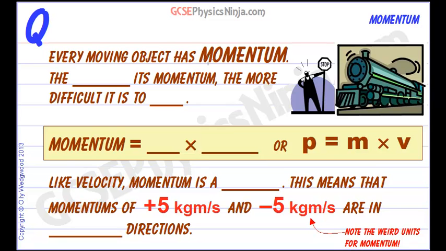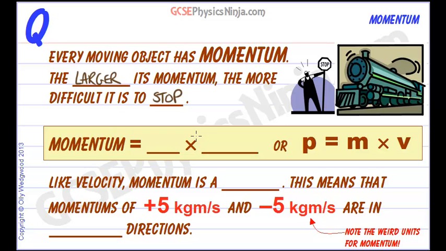Every moving object has a property called momentum. And the higher its momentum, or the larger its momentum, the more difficult it is to stop the object. So momentum is the product of two quantities.